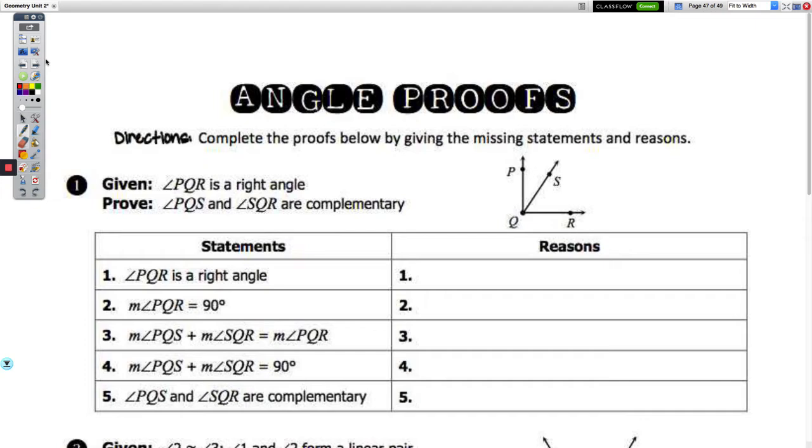Number one, we are given that the angle PQR is a right angle. This should be one that you get every single time, right?